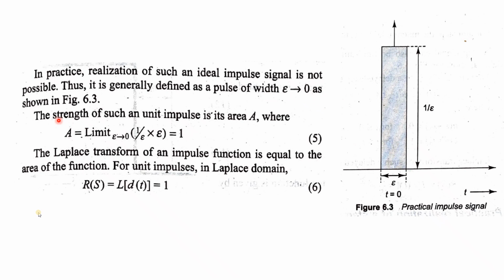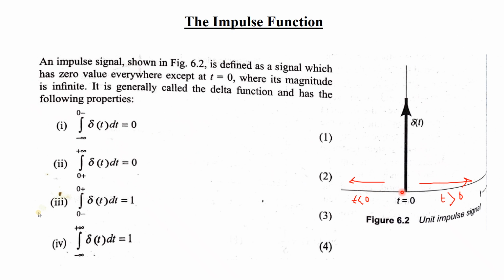And if it is not 1, then if it is 2, 3, 4 or whatever, alpha, beta, it can be anything. So in practice, realization of such an ideal impulse is not possible. Thus it is generally defined as a pulse with width epsilon tends to 0. That means a perfect or ideal impulse is not possible, because you cannot get a signal which is exactly at 0, having some magnitude, and other than 0 it is not having some magnitude.